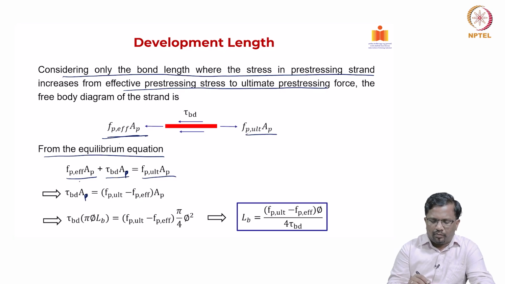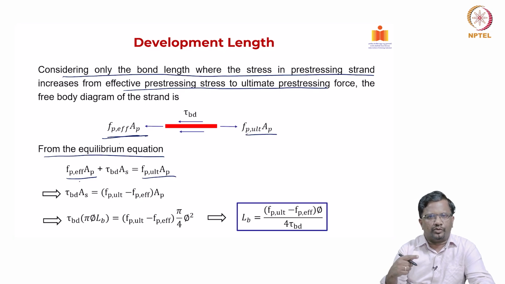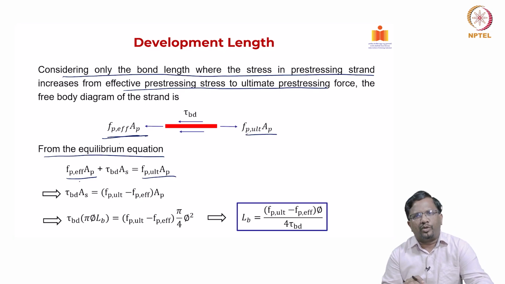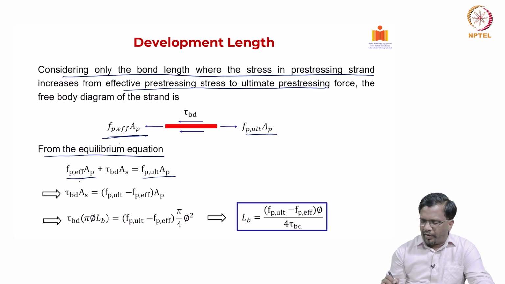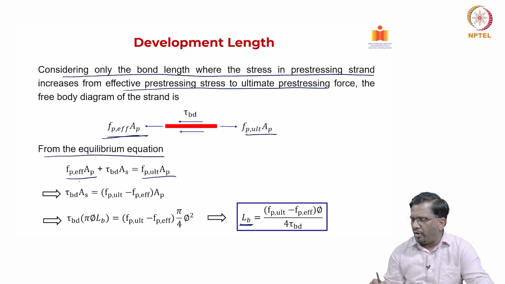Now, what is this area? It is not the tension steel area, it is the surface area. So, pi times D times LB is the total surface area. The surface area multiplied by the bond stress tau BD gives the entire force developed at the interface. In this way we can find an expression for the bond length as FP ultimate minus FP effective, times the diameter of the bar, divided by 4 times tau BD.